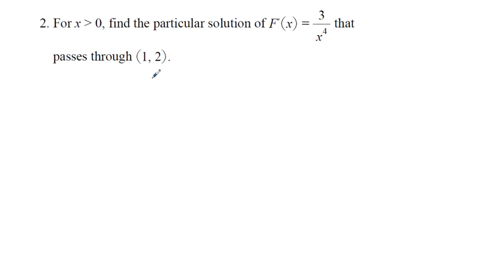Next, 2. For x is greater than 0, find the particular solution of f prime of x equals 3 over x to the 4th power that passes through 1, 2. Again, same strategy. We're going to change this prime function to dy dx, and that's going to be equal to 3 over x to the 4th. And I'm going to make an executive decision here. I'm going to rewrite this right side as 3x to the negative 4 power. And now we're going to cross multiply the dx, so we have dy is equal to 3x to the negative 4 power dx.